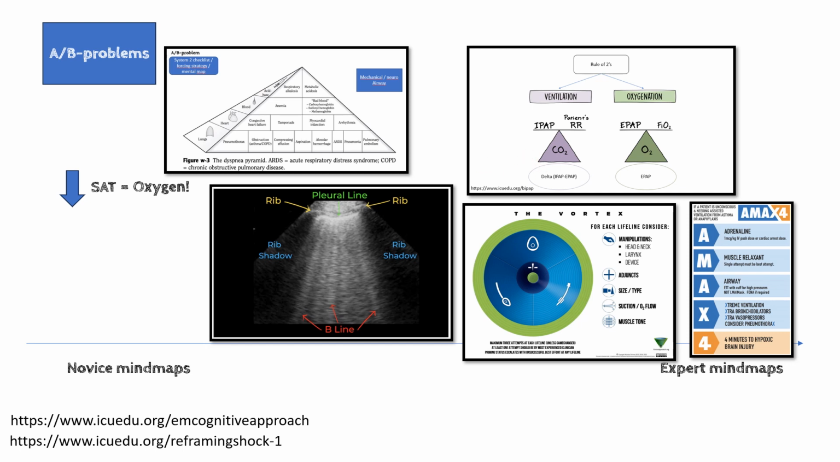We'll talk about these later here. For A problems, to begin with, the mind map might be to call the anesthesiologist when they have advanced airway problems. A later stage would be doing a vortex method that we sometimes use in emergency medicine. I can go through that later. And then for specific cases, for the anaphylactic patient who has an A and B problem, you will do an AMAX 4, for instance. I can go through that as well.